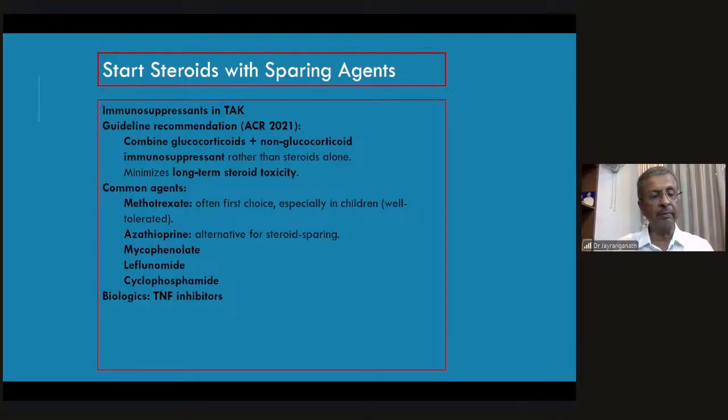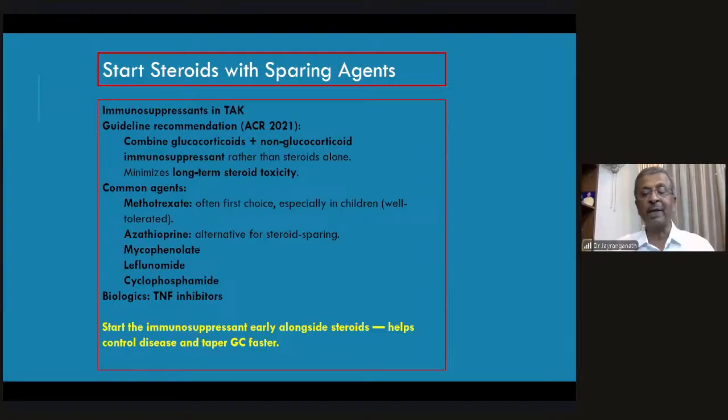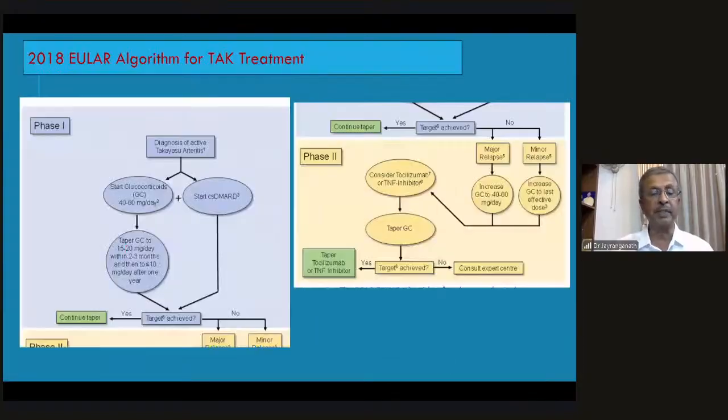Aortoarteritis should be treated along with the steroids. We need to start non-glucocorticoid immunosuppressants. Common agents: methotrexate, azathioprine, mycophenolate, leflunomide, cyclophosphamide, biologicals, TNF inhibitors. So starting an immunosuppressant early alongside the steroids helps to control the disease and taper glucocorticoids much faster.